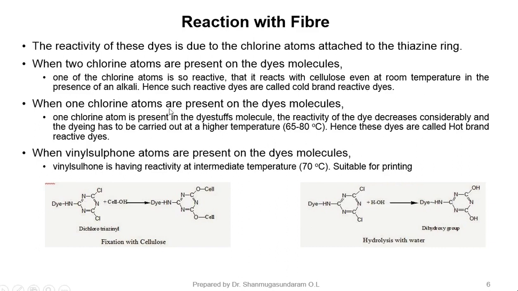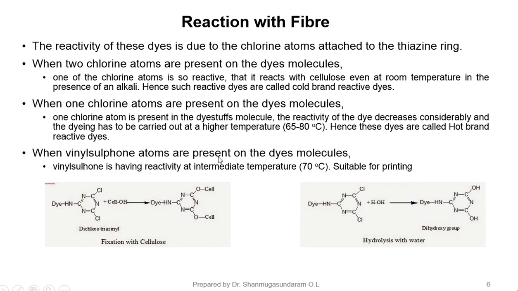When one chlorine atom is present in the dyestuff, it has good reactivity, whereas the reactivity of the dye decreases considerably and the dyeing has to be carried out at a somewhat higher temperature, that is, 65 to 80 degrees Celsius has to be maintained during the dyeing process. Then only the reaction takes place between the reactive dye and the fiber. Hence, these dyes are called hot brand reactive dyes.